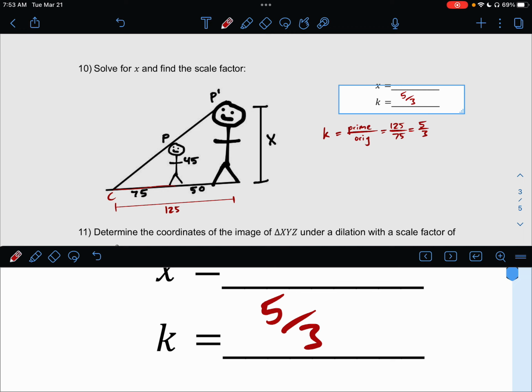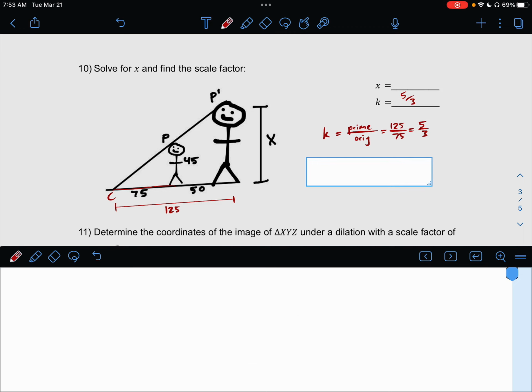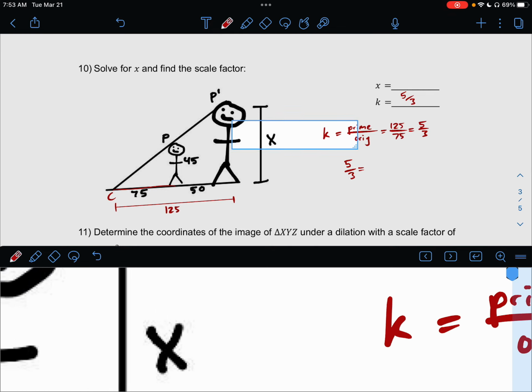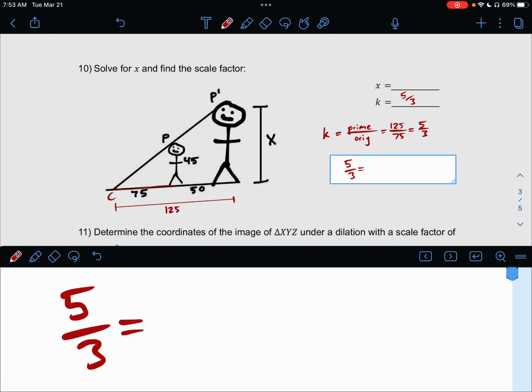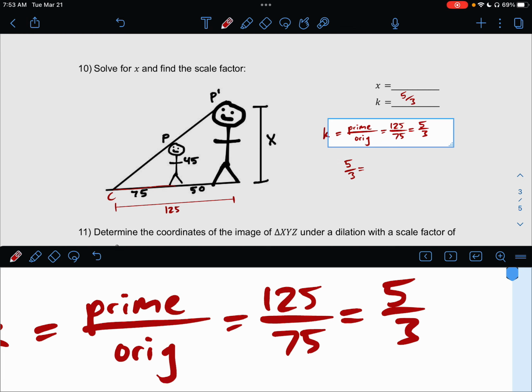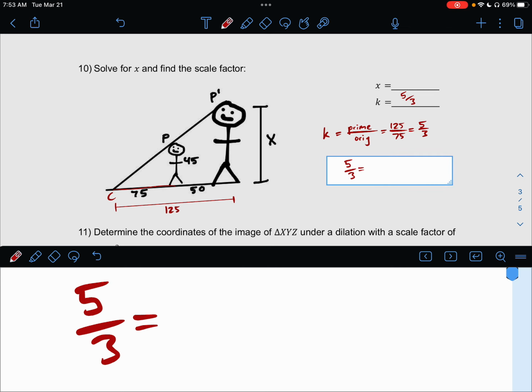From here, I want to solve for x. I have that scale factor, 5 over 3. And now I have the heights. The height of the prime is x. The height of the original is 45. Again, I want to keep it consistent and do prime over original. So the height of the prime is x, and the height of the original is 45.